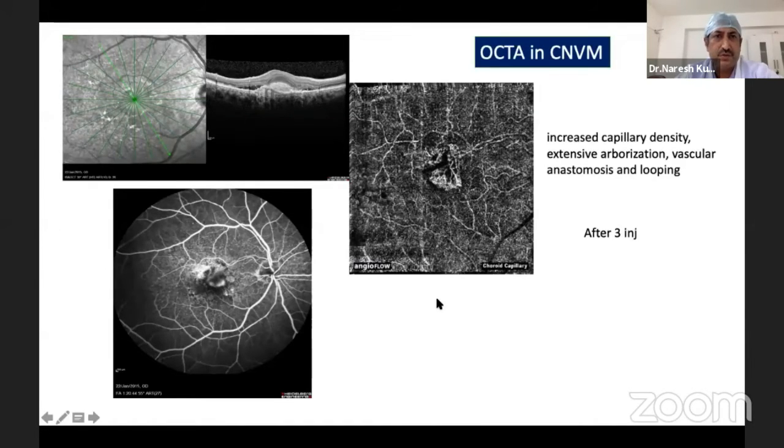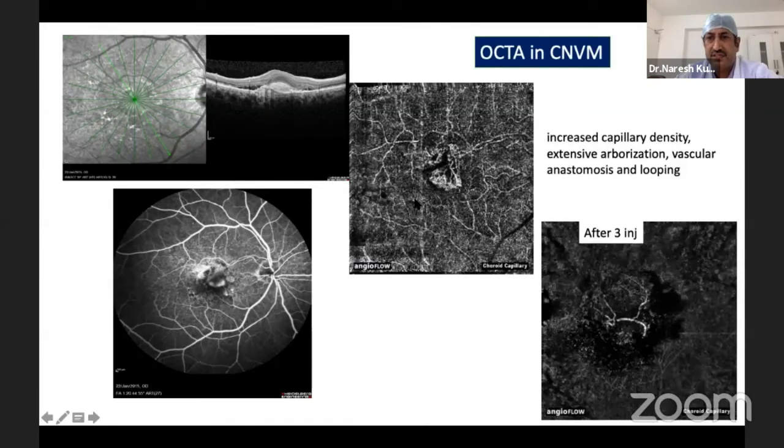Similarly, in CNVM also, you can see there's subretinal fluid here, the SHRM, a small PED, and the FFA also shows the CNVM. And OCTA also picks it up very nicely. So you can see there's an increased capillary density, there is a profuse anastomosis of the small caliber vessels, and after 3 injections, you see the vessels have regressed.